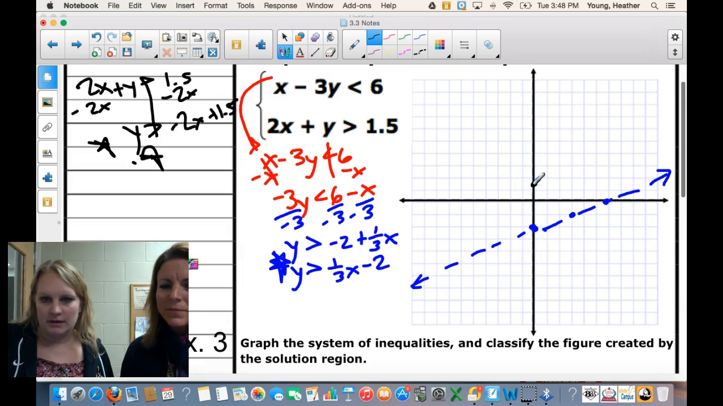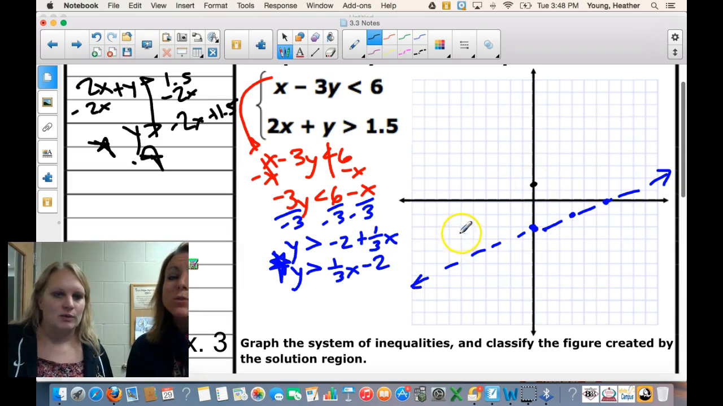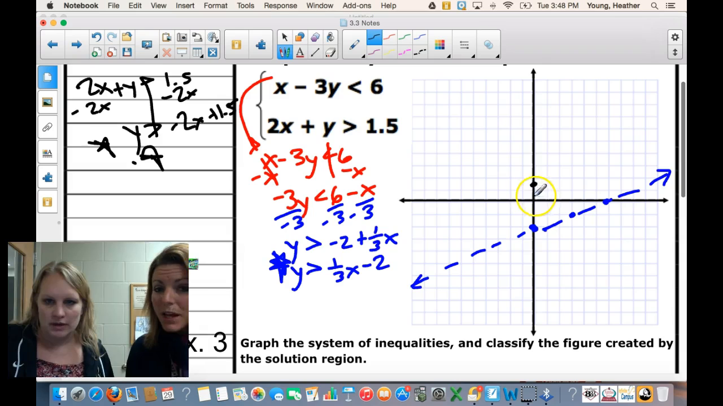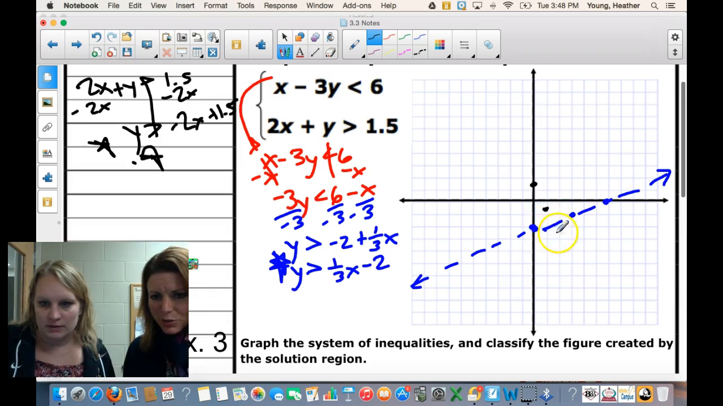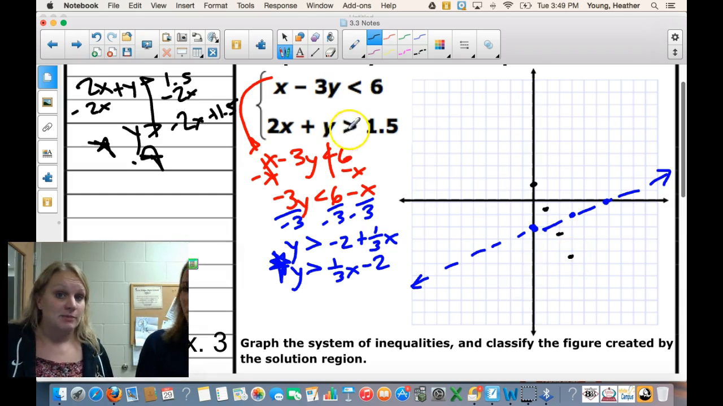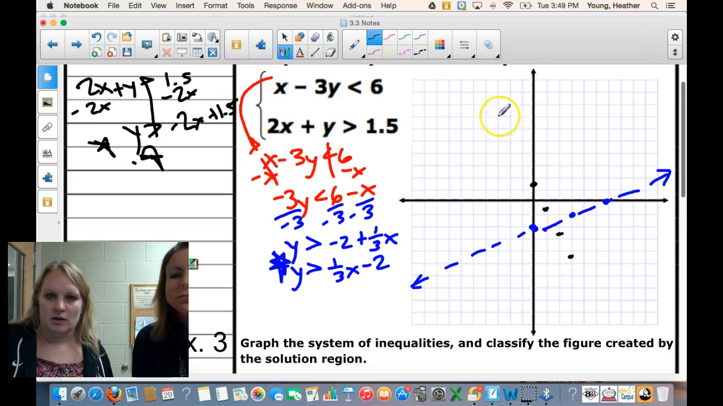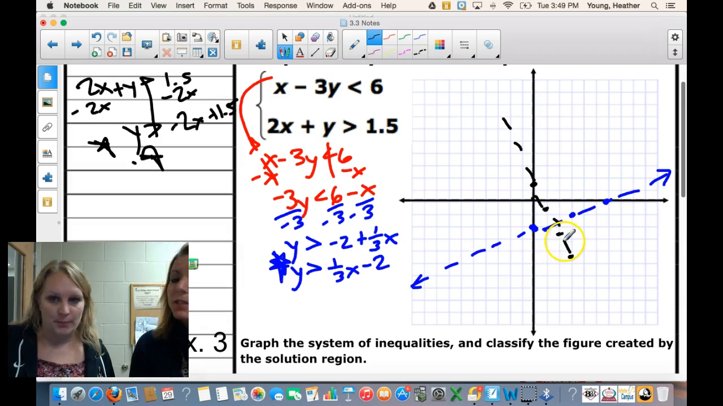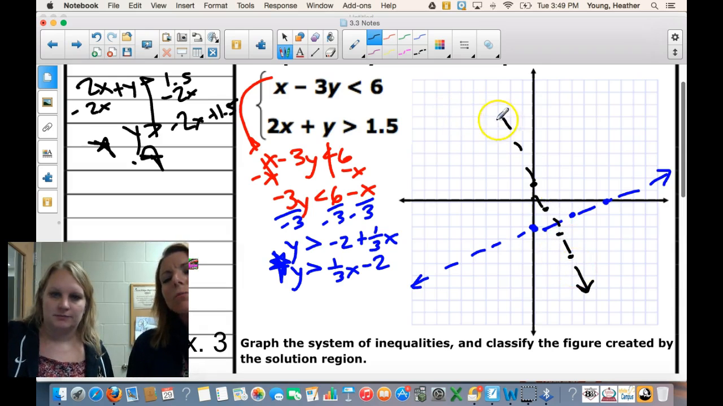So right in the middle here. And now we need to go down 2. So here's 1, 2, and over 1. Let's do another one: down 1, 2, over 1. Is this a solid or a dashed? Dashed, because it's still a greater than. And notice the line is going down and to the right because of the negative slope.